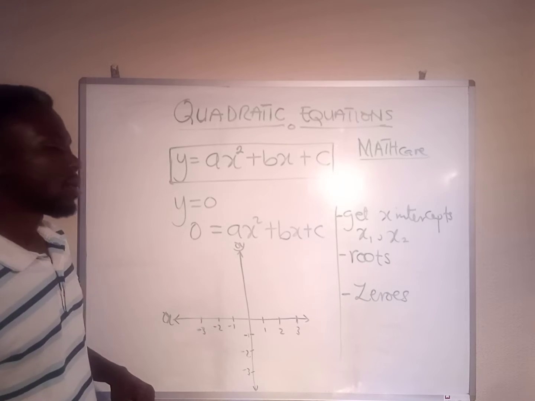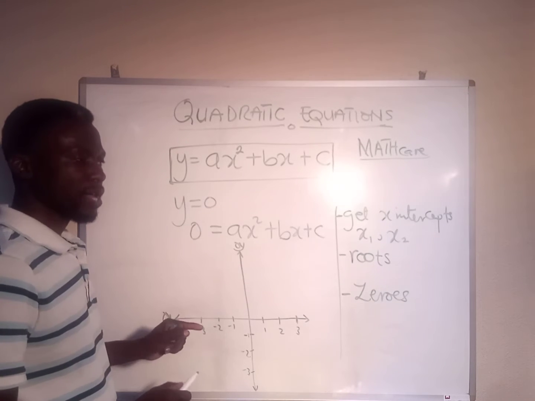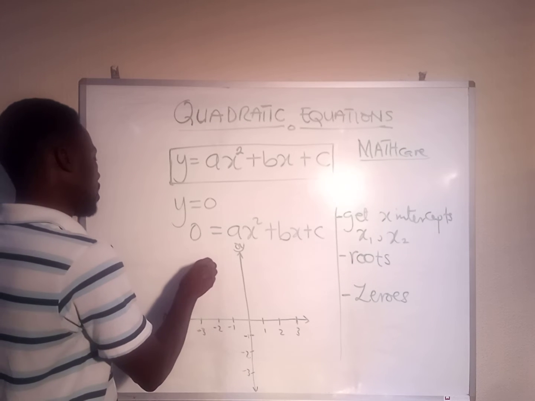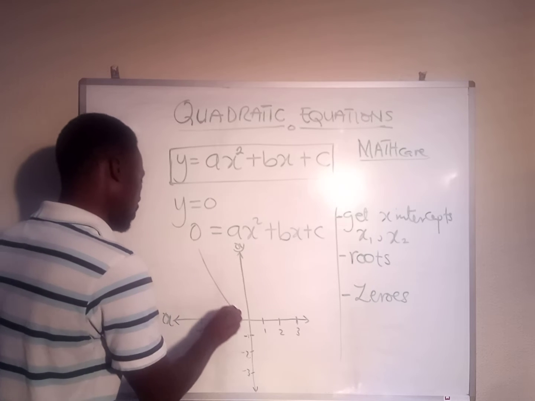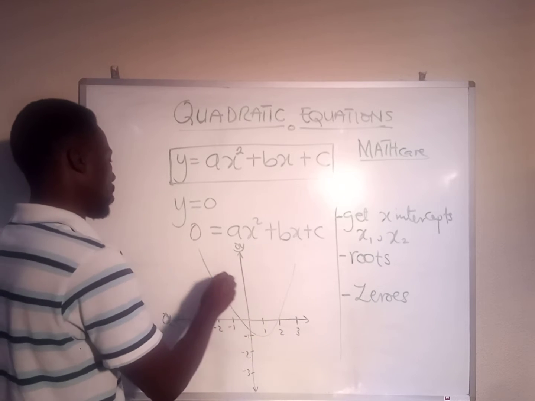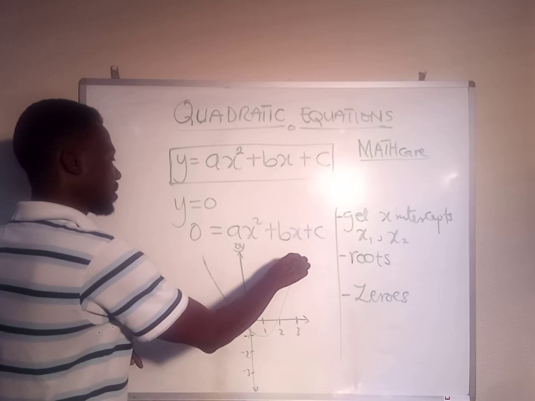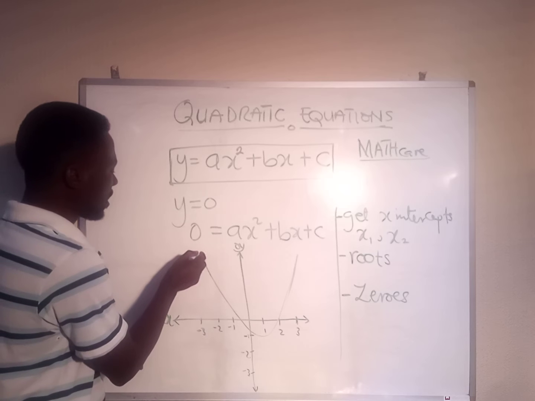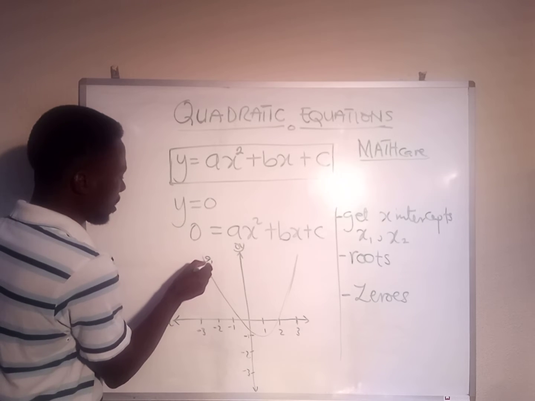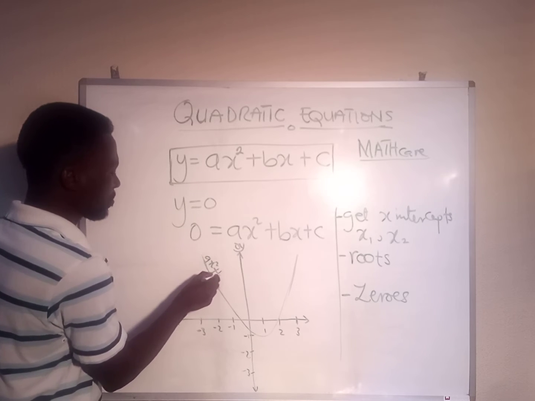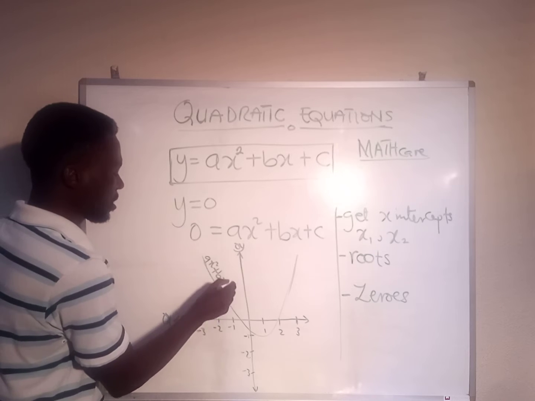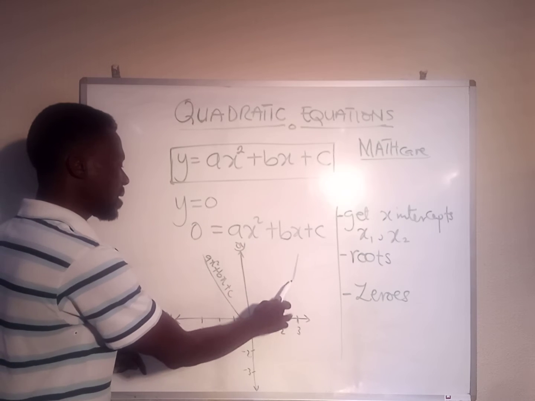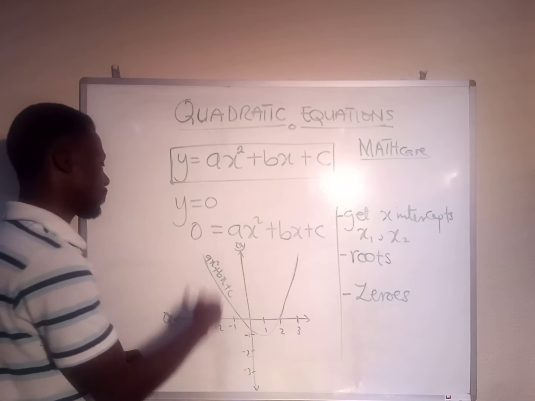Now, whenever we graph a quadratic equation, we put it on a graph, we get something like this. The name of this is ax squared plus bx plus c. The equation that was used to draw this graph is the name that is given to this graph.